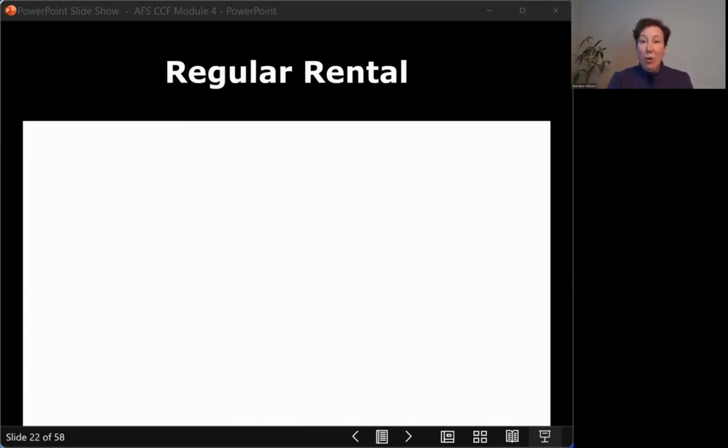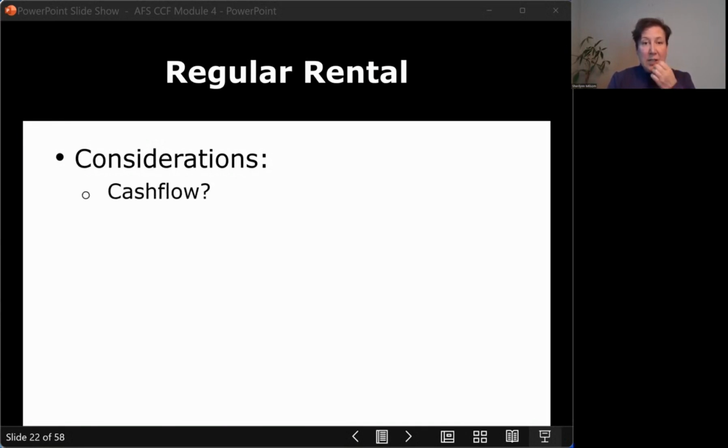Now on to the hold and exit strategies. First, regular rental. Considerations for an agreement for sale regular rental are cash flow, first of all. So when you look at your for sale by owner script and you run your numbers, is it going to cash flow as a regular rental? Because of course, regular rentals are usually lower cash flow, lower total monthly payment received than rent to own.